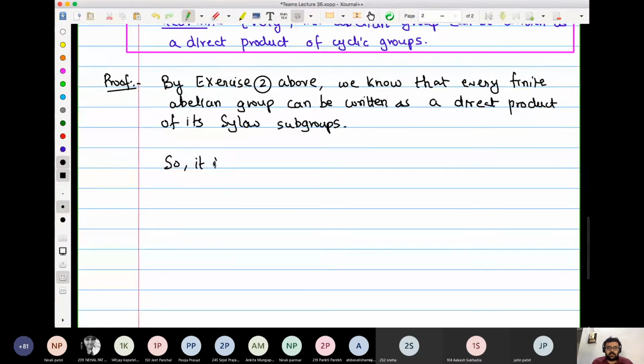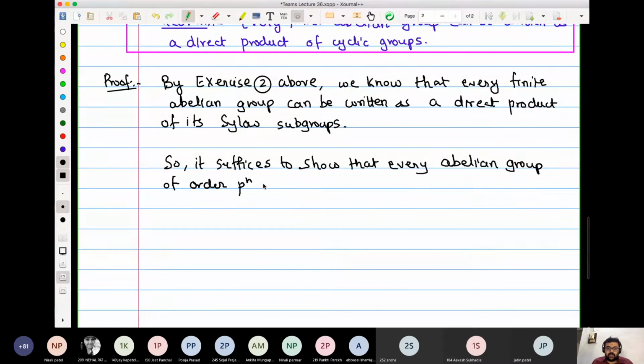So it suffices to show that every abelian group of order p raised to n, where p is prime, can be written as a direct product of cyclic groups.